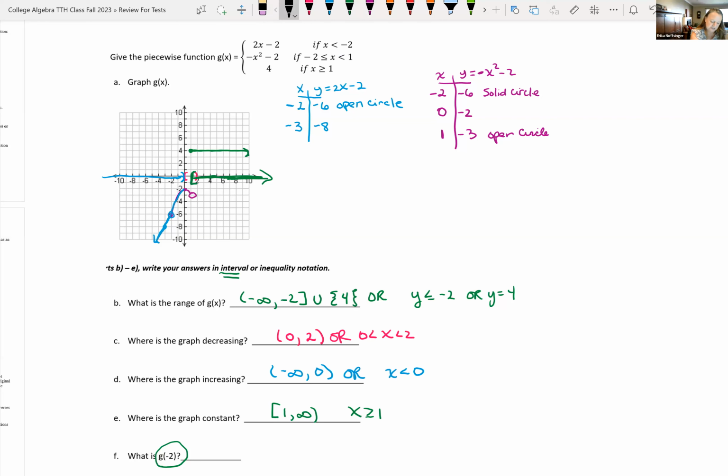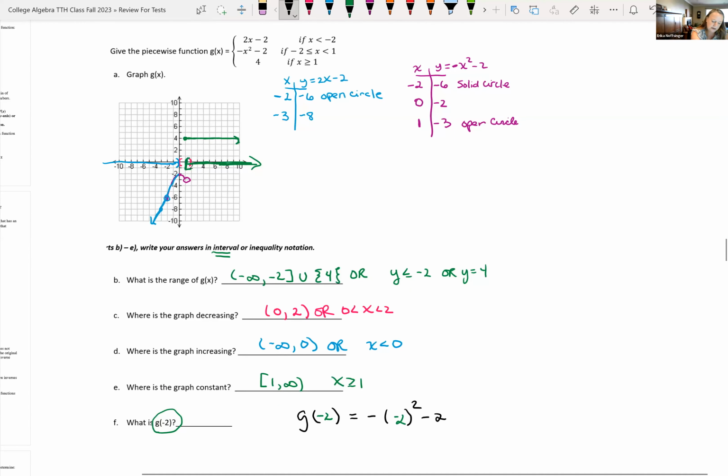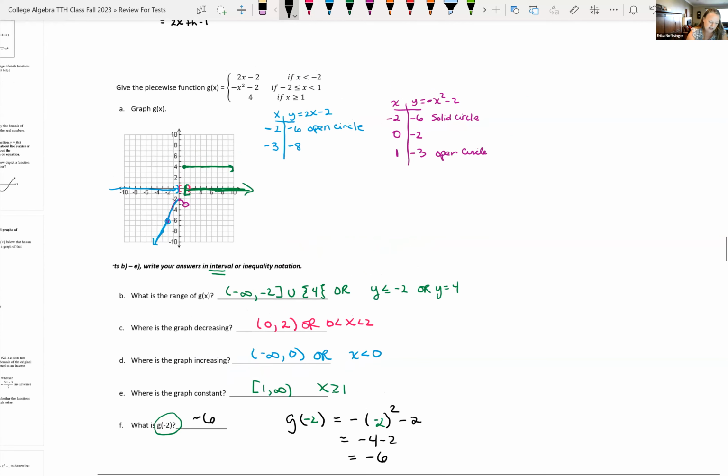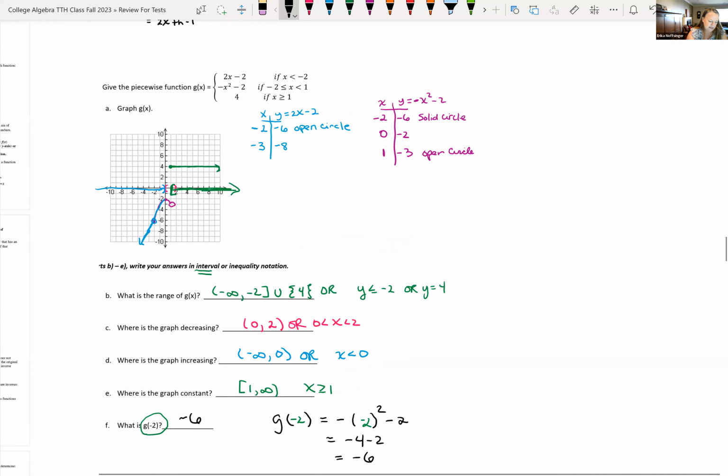So g of negative 2, we're plugging a negative 2 into the second equation. So let's put a parentheses wherever we see an x. We have negative parentheses squared minus 2. Plugging in negative 2 where I see an x, I got negative 2 squared is 4 times the negative out front is negative 4 minus 2, which is negative 6. And that was the last piece of that problem.